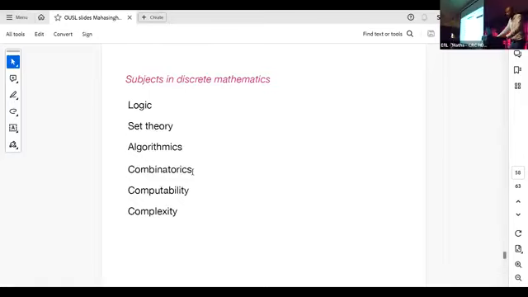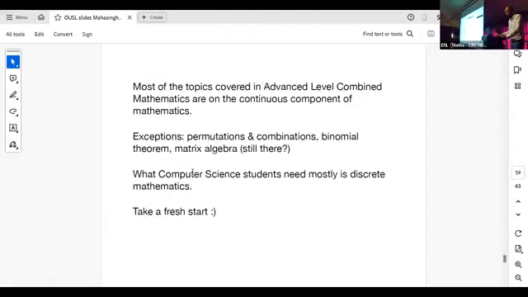Whether this task can be performed on a computer or not, that is called computability. And complexity: how much time does it take a computer to do this task, and how much space or memory does the computer require to do the task? That belongs to the field of complexity. So these are some branches in discrete mathematics that will be very important to you.